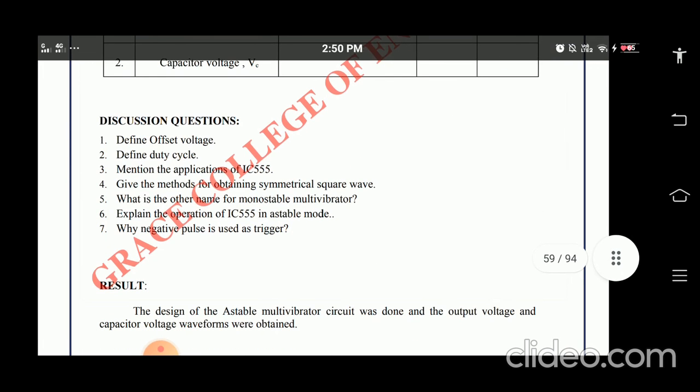Okay, so this is how we can design our astable multivibrator circuit and get the output voltage and capacitor voltage of the same. Hope you understand the circuit, and thank you.